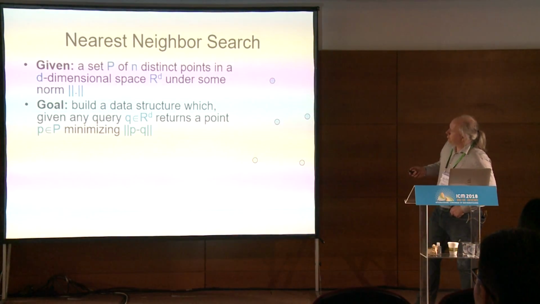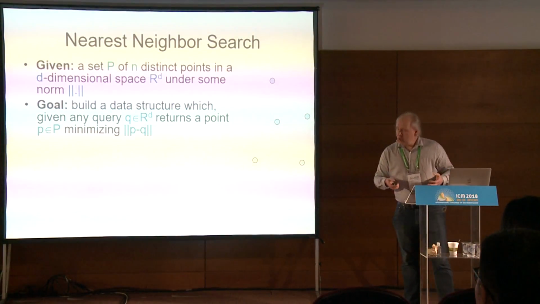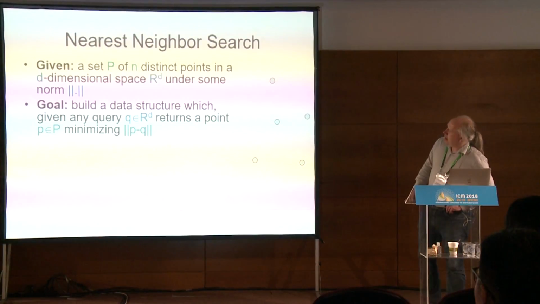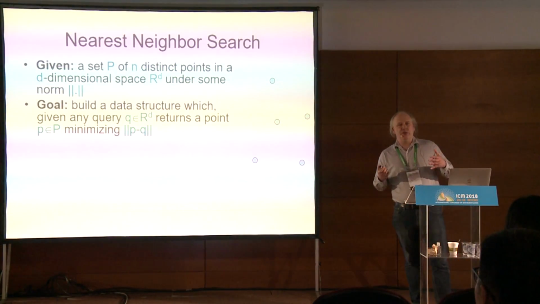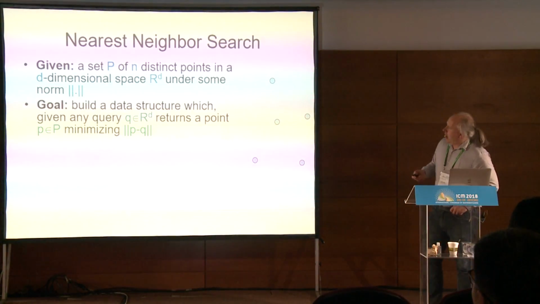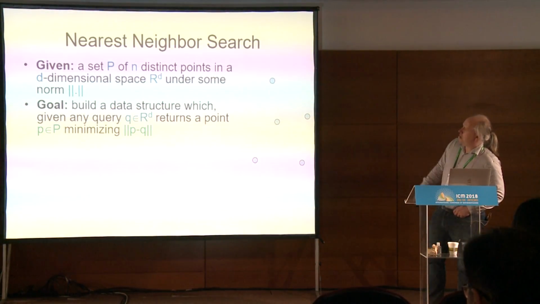Now the output is a little different than described, for example, in the previous talk. In the previous talk, we had some input and we produced some output. Here, the goal is to build some sort of indexing mechanism, called a data structure, which will later help us solve queries of this form efficiently.